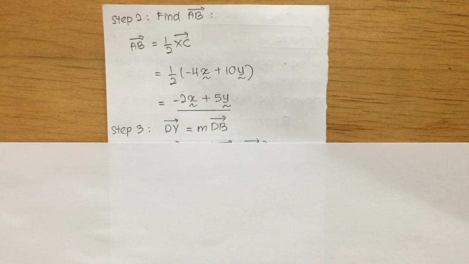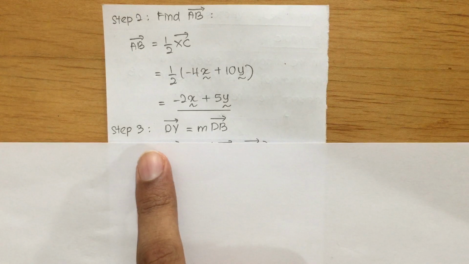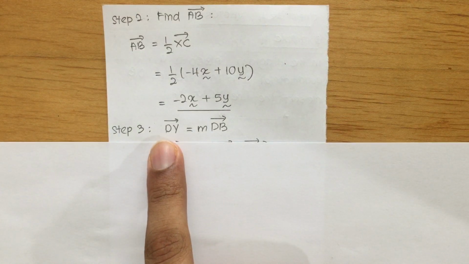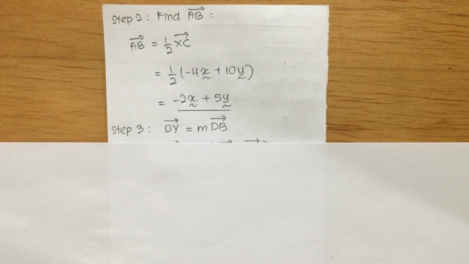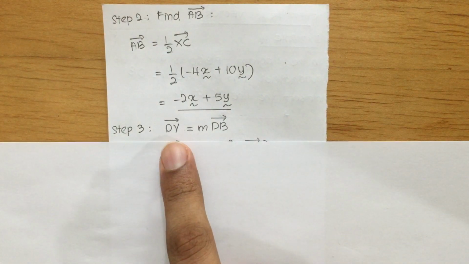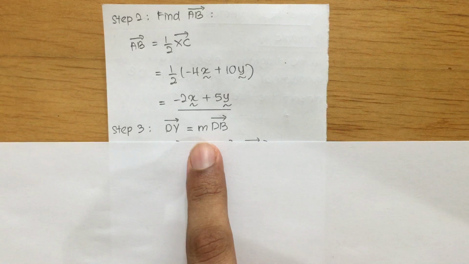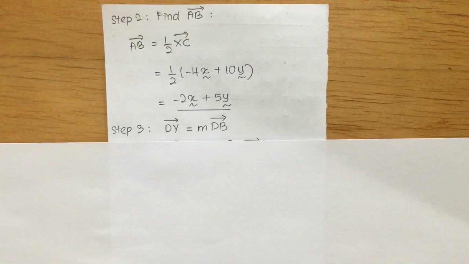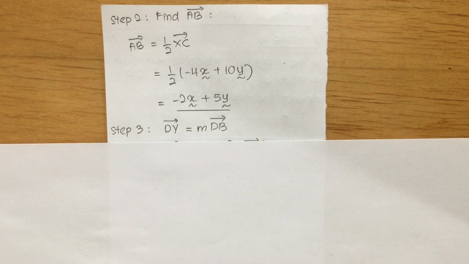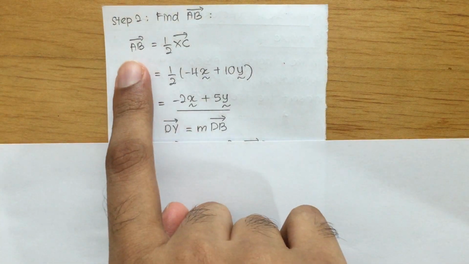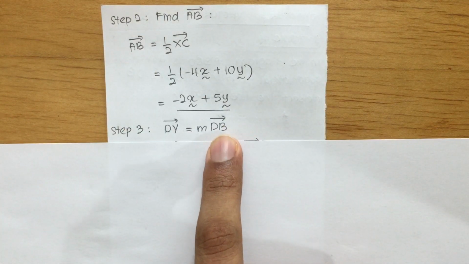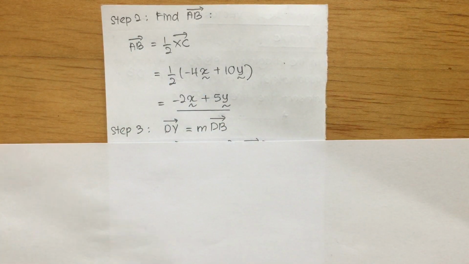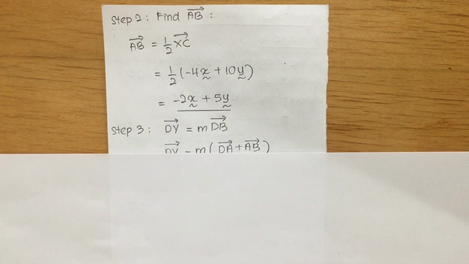Next step is we need to form a relationship between vector DY equals m of vector DB. There are two expressions of vector DY, so we can start using this first expression. You might be asking why this first expression. I'm going to explain shortly. We have already found vector AB in the previous step, so we're going to use that in order to find the vector DB over here. Still don't understand? Okay, I'm going to show you now.